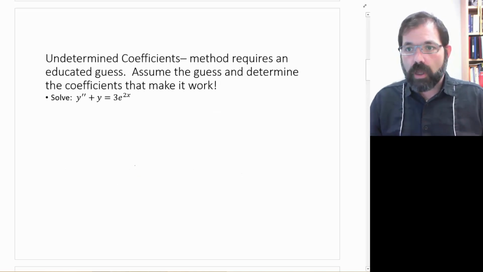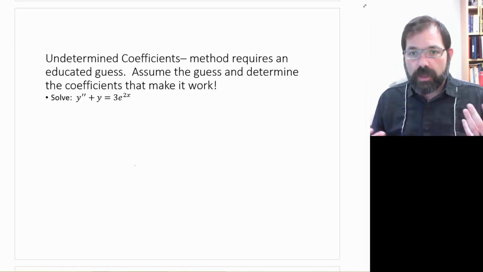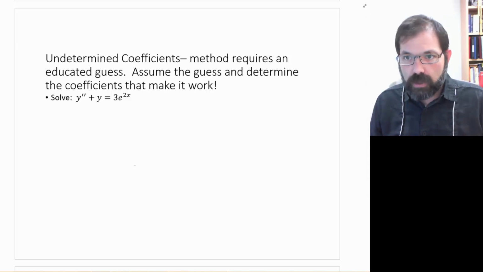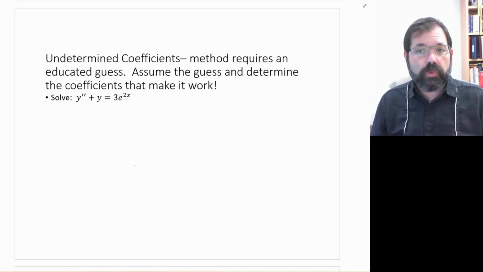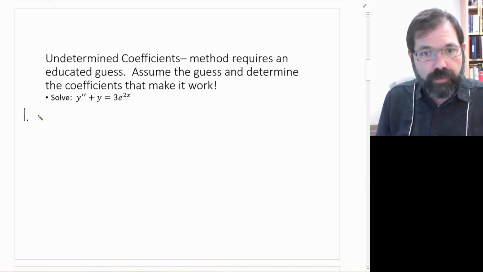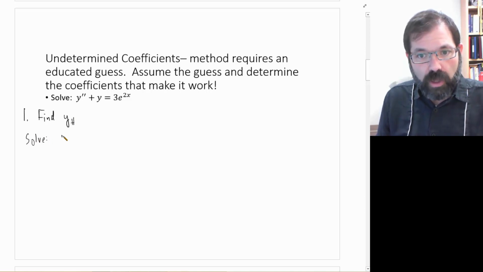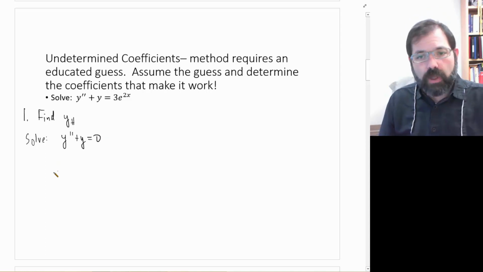All right, so let's see an example. We're going to solve using undetermined coefficients. We're asked to solve y double prime plus y equals 3e to the 2x. The first thing we do is find the y sub h, the homogeneous solution. So we're going to solve y double prime plus y equals 0.